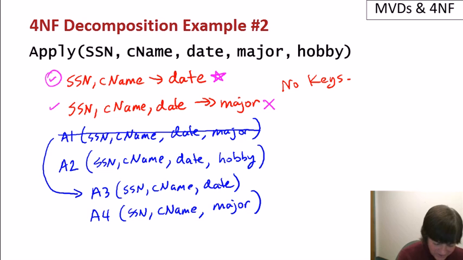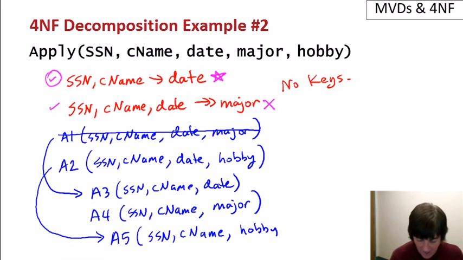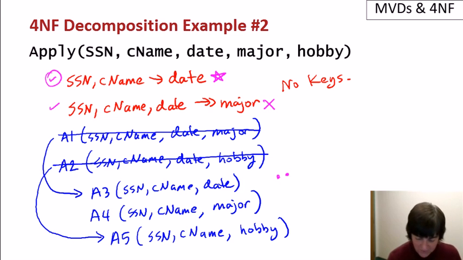So now we're finished with A1, and we have a similar problem with A2. And so we decompose A2 similarly, although we'll discover that A3 is the same relation in the decomposition of A2 as we got with A1. So we actually only add one more relation now, which is A5, that contains the Social Security number and the college name from the left side of the functional dependency and the hobby, which is the remaining attribute. And then we cross out A2.